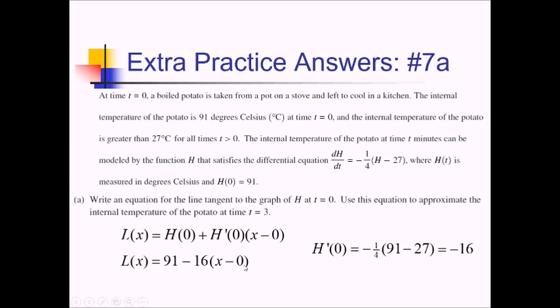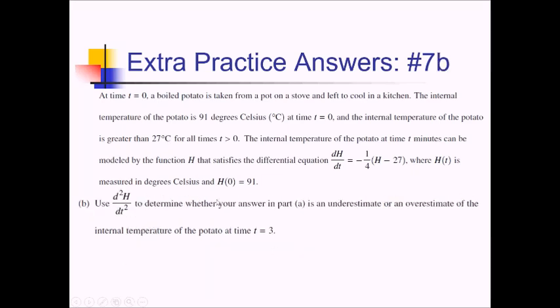And now they want us to approximate the temperature at time 3. So I'm going to say h of 3, and now I'm going to be very careful here. I'm going to write that this is approximately equal to 91 minus 16 times x minus 3, or x minus 0. So that's going to be 3 minus 0. All right, so we've got, let's see here, this is negative 16 times 3. I don't actually have to simplify this as long as I put units on, but this is 91 minus 48, which comes out to 43. And that's going to be in degrees Celsius for the temperature.